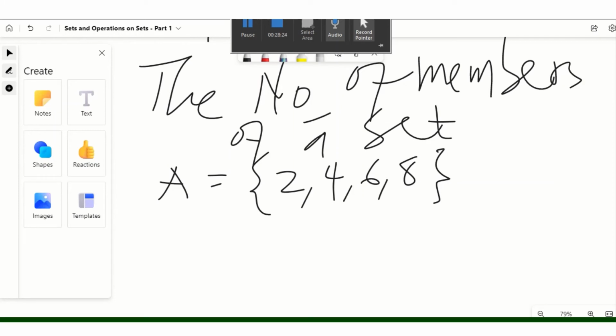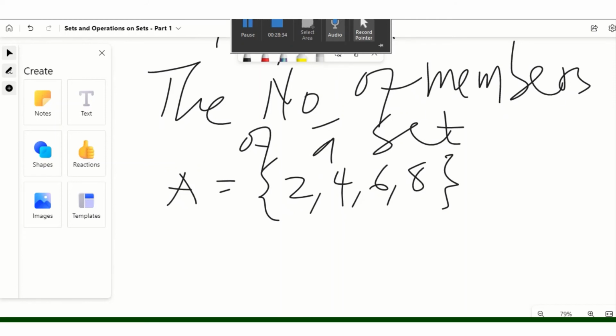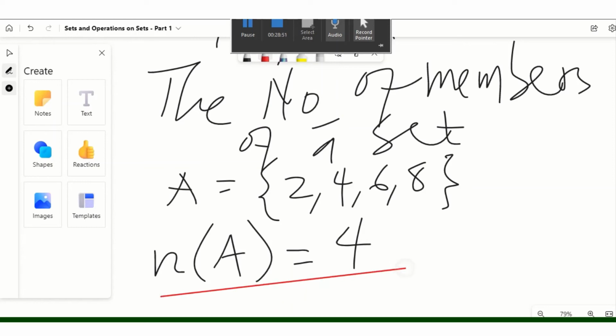Now, if you want to write the number, how many members are in this set? If you count 2, 4, 6, 8, that's 4 members. This is how we write it: N, then A in brackets. Note, this is not a curly bracket. N(A) equals 4. The moment you see this, what you are trying to say is that the number of members in the set A is 4. You get it? N(A) equals 4. The number of members of the set A equals 4.